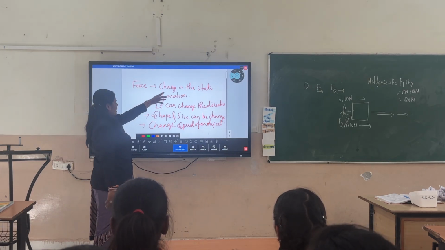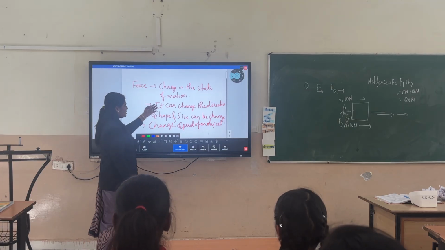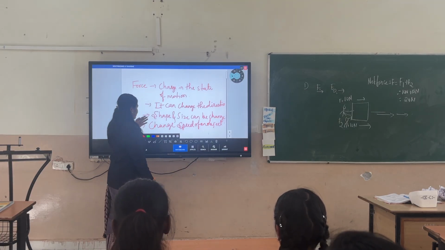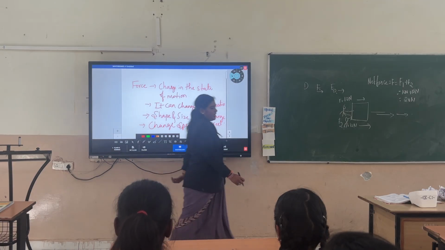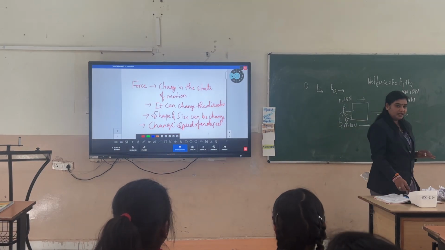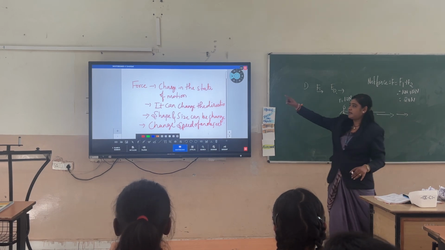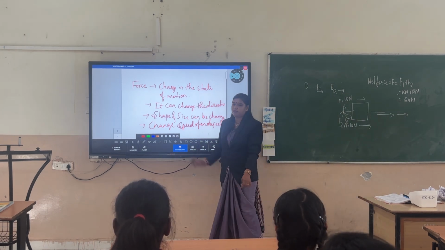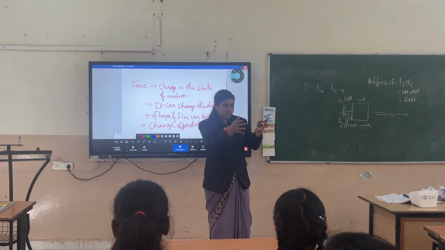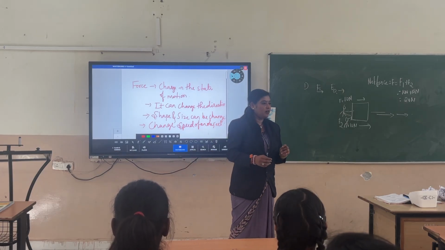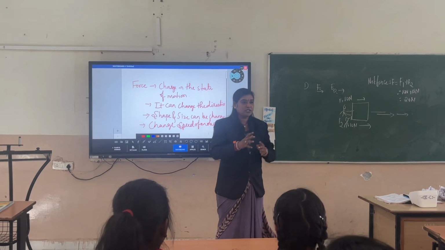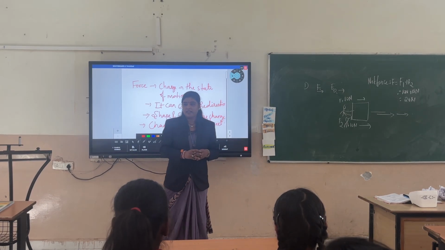Right? So force can change the state of motion. Force can change the direction of an object. Force can change the shape and size of an object. Force can change the speed of an object. I want an example for all these things. Who will tell me the example for change in state of motion? Like whether the object is at rest, it starts moving, or else if it is moving, then it comes to rest. Again, any other people?